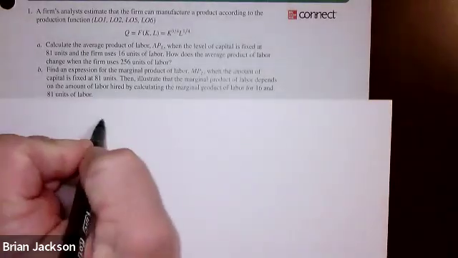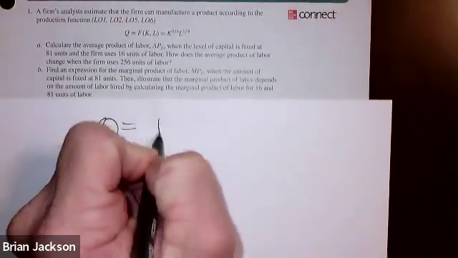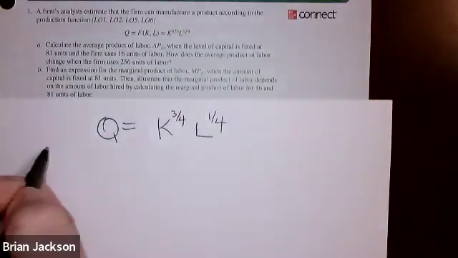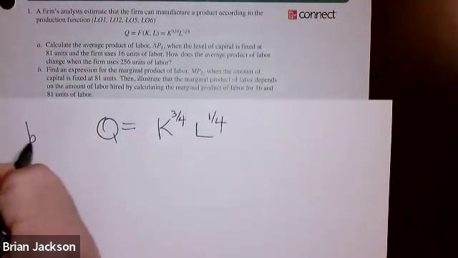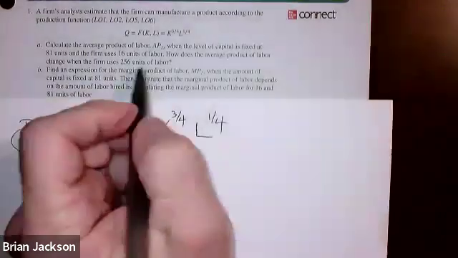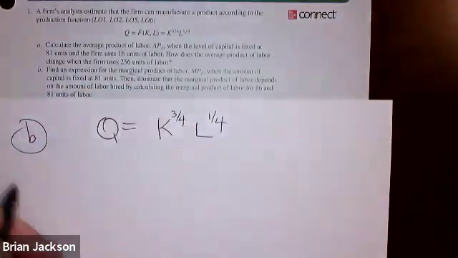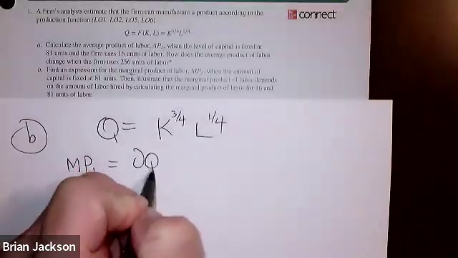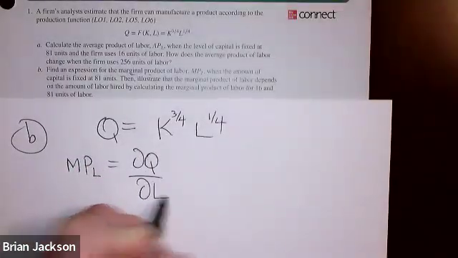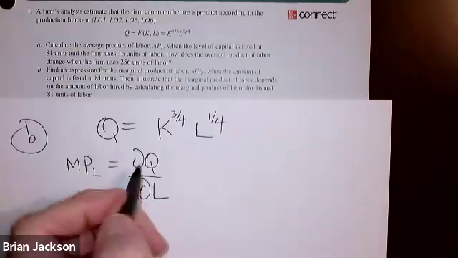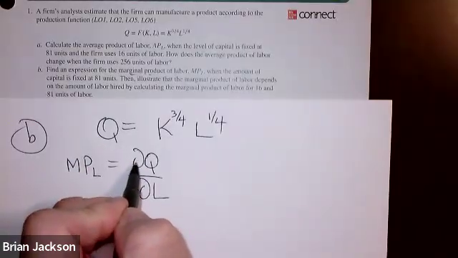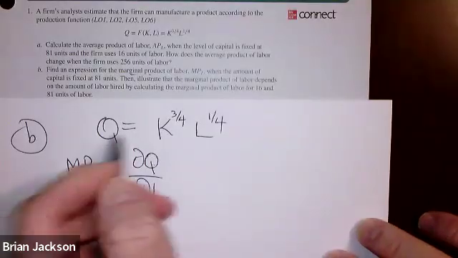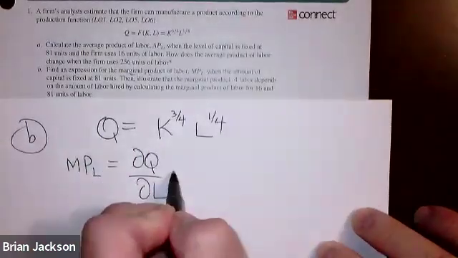And so again, you've got this output function, K to the 3/4, L to the 1/4. And here in part B, number 1, they want you to find the marginal product of labor. So the marginal product of labor, what is that? Remember, that's the derivative of Q with respect to L. Or, pardon me, to be real technical, precise, it's the partial derivative of Q with respect to L. So you're going to treat K as a constant here.